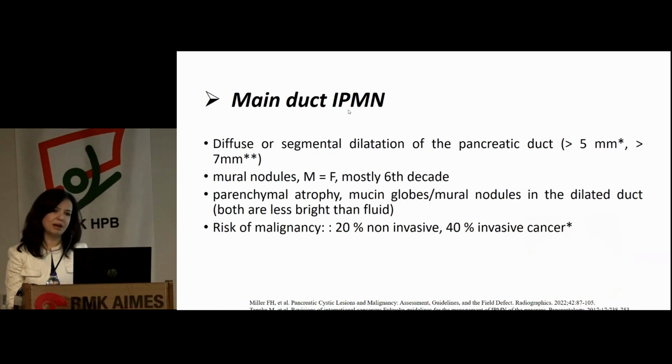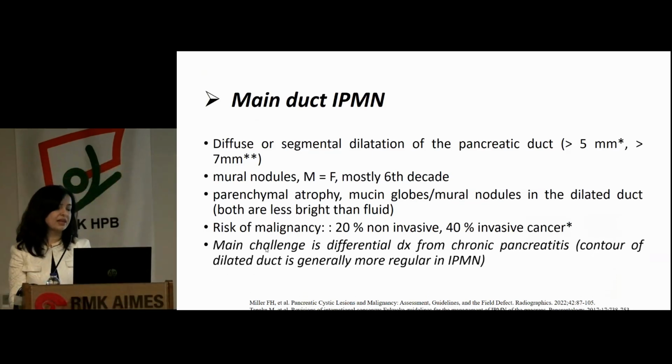Main duct IPMN or the mixed variants are characterized by dilatation of the pancreatic ducts, which may be diffuse or segmental, and one may see nodular structures inside the dilated duct, which may be mucin globes or mural nodules. How to differentiate? If these lesions enhance with contrast, they will be mural nodules, different from mucin globes, which won't enhance. Risk of malignancy is higher. Here, it is not difficult to put the diagnosis of IPMN, main duct mixed type.